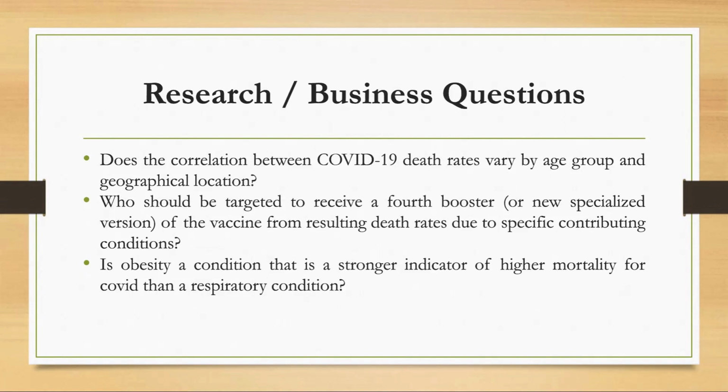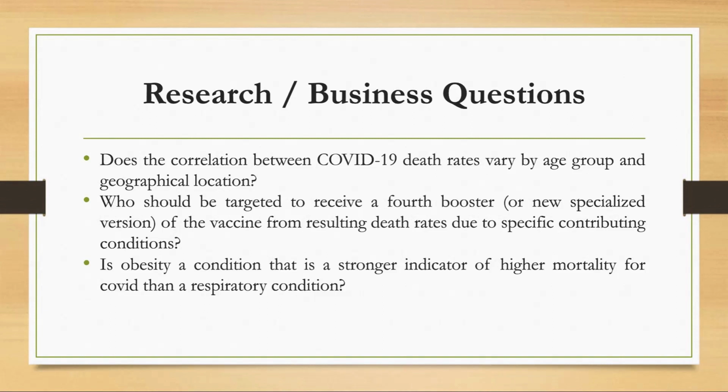So the first slide, I'm going to be discussing our research and business questions. The first question we came up with as a group: does the correlation between COVID-19 death rates vary by age group and geographical location? Location, we're referring to states in the United States. And age group, I believe we looked at 10 different age groups that was in the data.